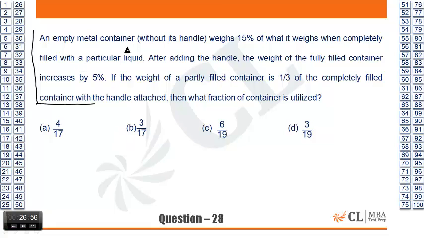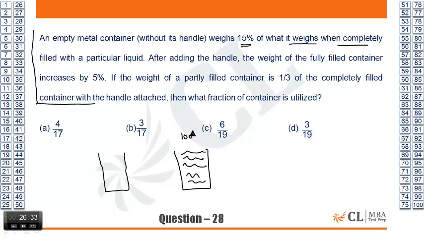Empty metal container weighs 1/15th percentage of what it weighs when completely filled with a particular liquid. After adding the handle, without this handle, so empty container, and there's a container with liquid. If 15% of what it weighs when completely filled with liquid, if this is 100 kg, 100 kg includes the weight of the liquid and weight of this fellow, no? An empty container weighs 15%. So this weight is how much? This weight is 15 kg, which means liquid weight has to be 85. This is 15 kg. Liquid, full liquid is 85 kg.